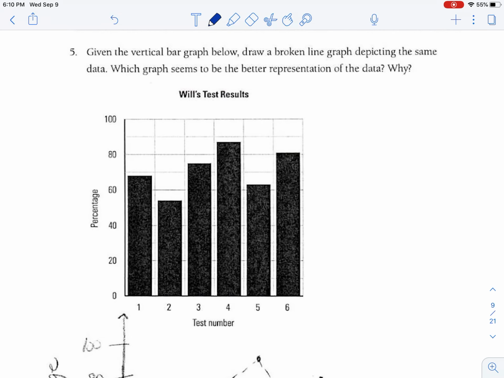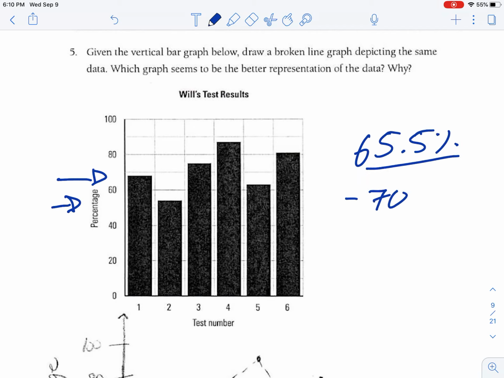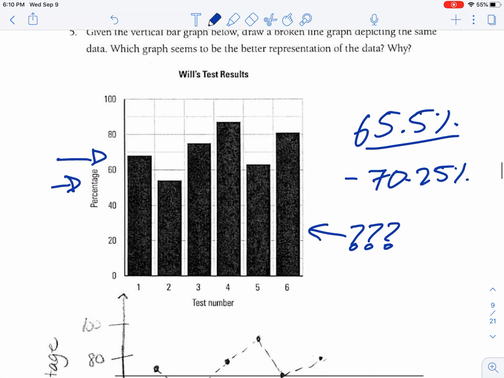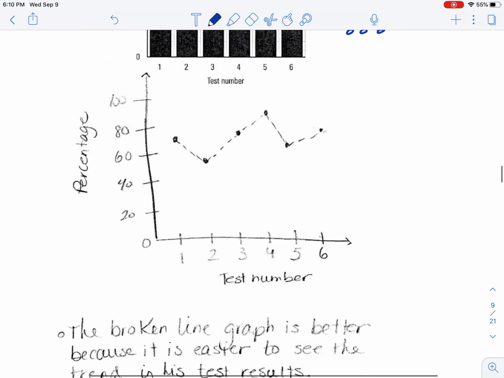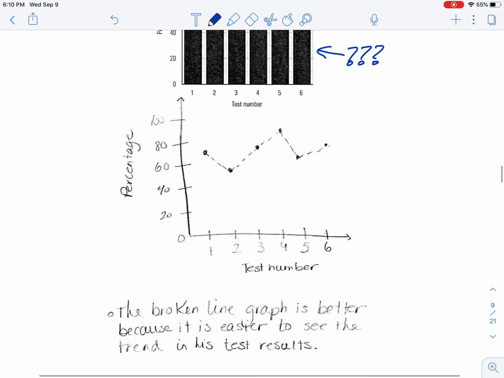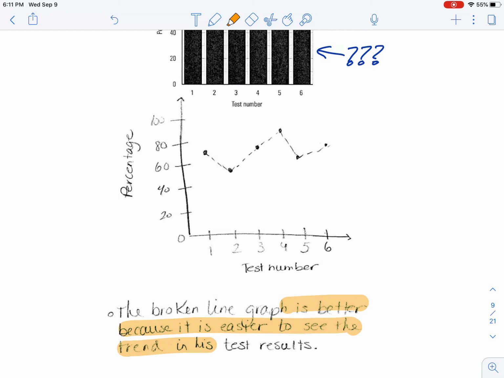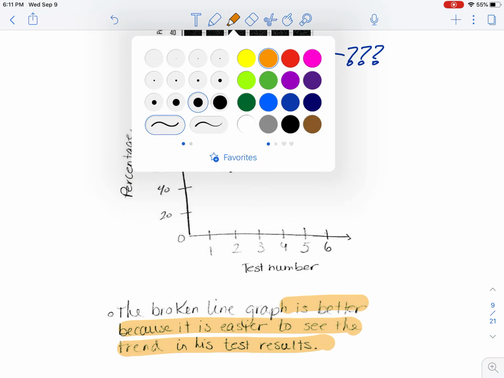Well, if we look here, ask yourself, can I have portions of a percent? Okay, you totally can. You can get 65.5% on a test. You could get 70.25%. So does having a bar graph make sense for this? No. Okay. This is better depicted by a line graph. A broken line graph will represent this better because it is explained down here. The graph is better because it is easier to see the trend in its test results.